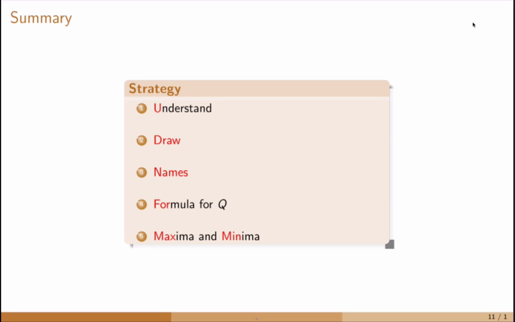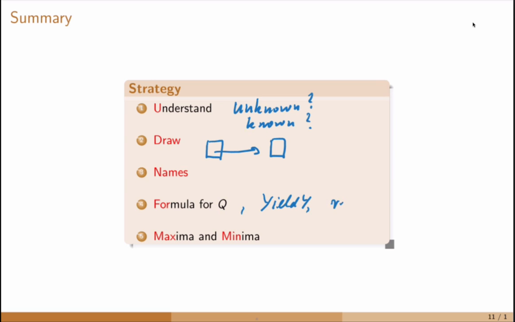Let me summarize. The method of optimization of word problems can be done by following 5 steps. The first is to understand the problem: what is unknown, what is known. Then to draw a diagram, and if we do problems later which are more complicated, we actually do serious diagrams of the form which I maybe indicated earlier. We give names to all the variables, and then we find a formula for the function to be maximized. So here we had the yield, Y, or we had the reproductive success, R, and then we use maxima and minima methods that we have learned in class.